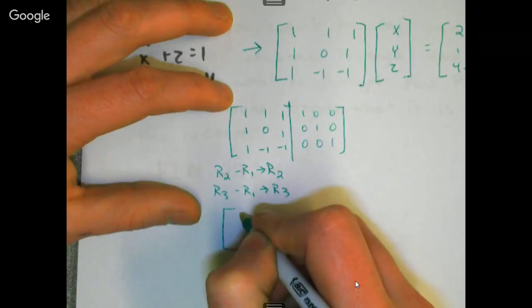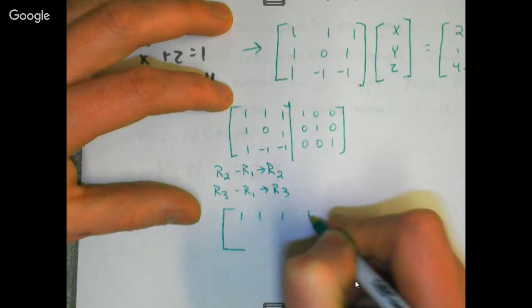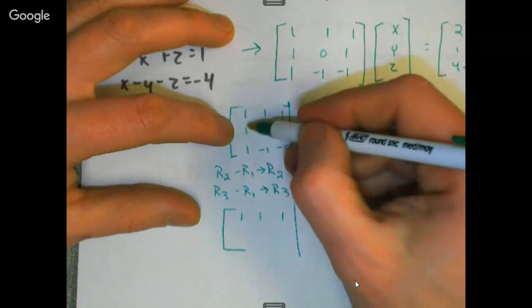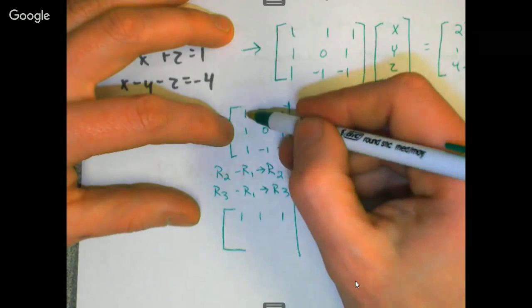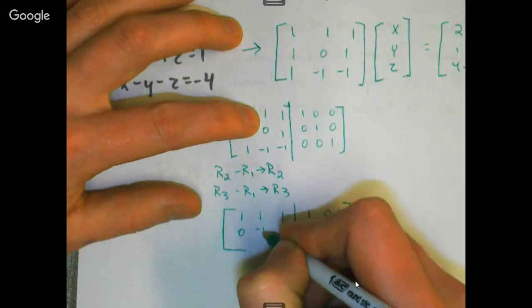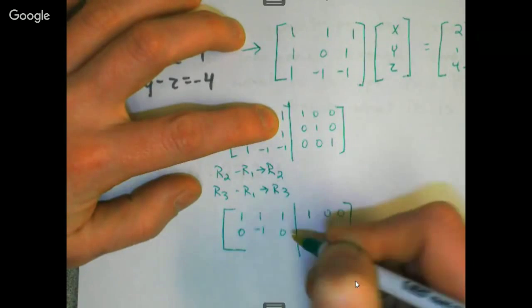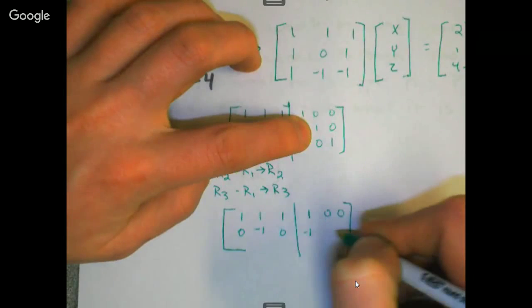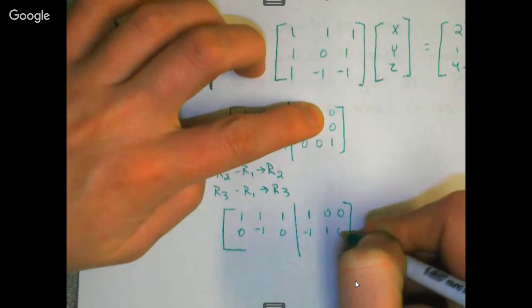Row 1 is not changing. So I have row 2 minus row 1. So 1 minus 1 is 0. 0 minus 1 is minus 1. 1 minus 1 is 0. 0 minus 1 is minus 1. 1 minus 0 is 1. 0 minus 0 is 0.